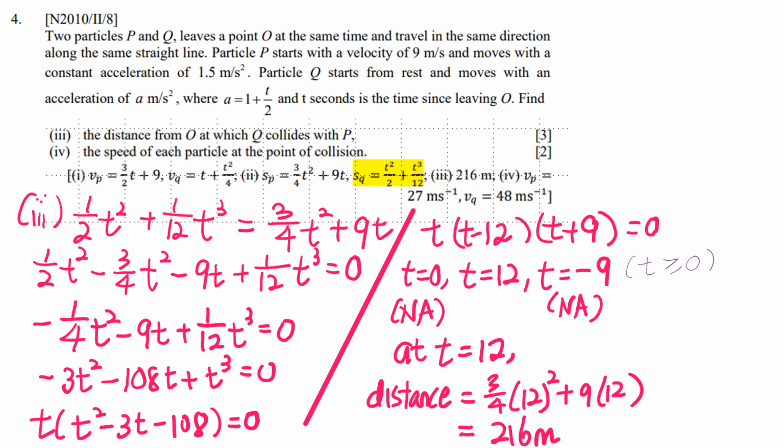All right, so let's look at part 4 now. The speed of each particle at the point of collision. That is easy also, because once we know the timing, which is t equals 12, we can just substitute into the individual expressions we found for the velocity.